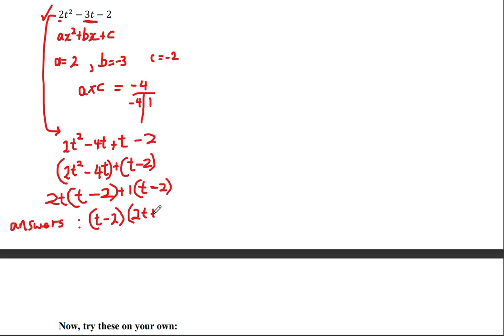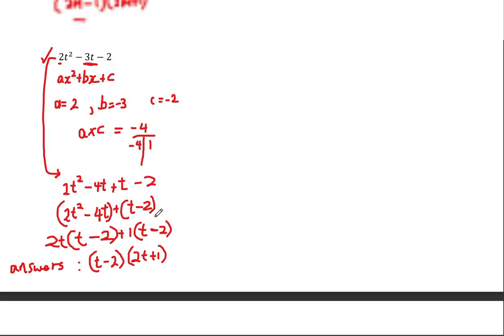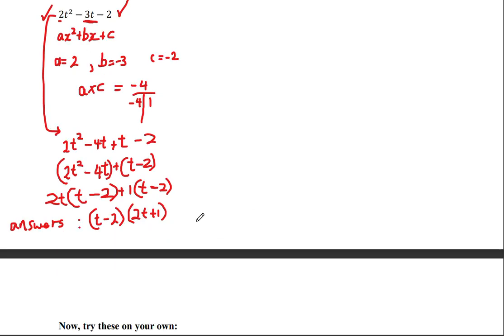And what you realize is that if you were to multiply out these two factors, t minus 2 and 2t plus 1, you would get back the original quadratic equation here. If you use, for example, the Bird-Beak method to expand these parentheses, you'll get back the original quadratic. So this is the answer. These are the factors of the quadratic. The factors of the quadratic 2t squared minus 3t minus 2 are t minus 2 into 2t plus 1.